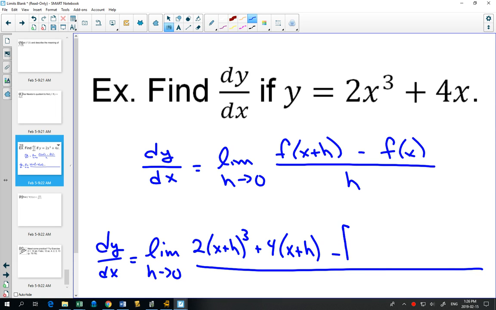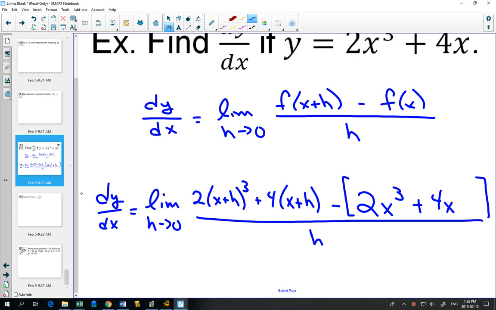Minus, since we're minusing f of x, I'm going to put big square brackets there because you have to minus all of f of x, which is 2x cubed plus 4x, all over h. Those square brackets mean that the minus sign has to be distributed to both of them.